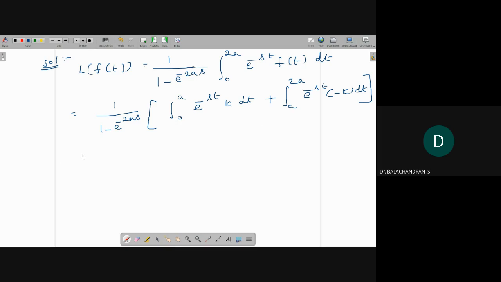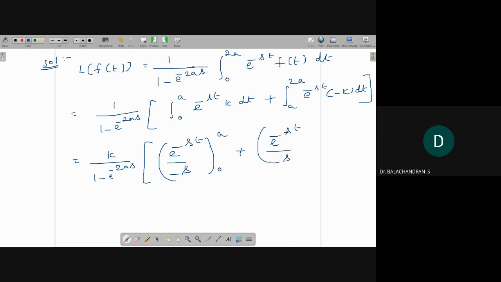K is common here, so k by 1 minus e power minus 2as. If you integrate this, you'll get e power minus st by minus s, with limit from 0 to a. Now if you integrate the second term, you get e power minus st by minus s, with limit from a to 2a. There's a minus sign, because minus k was there. Now it is equal to k divided by 1 minus e power minus 2as.